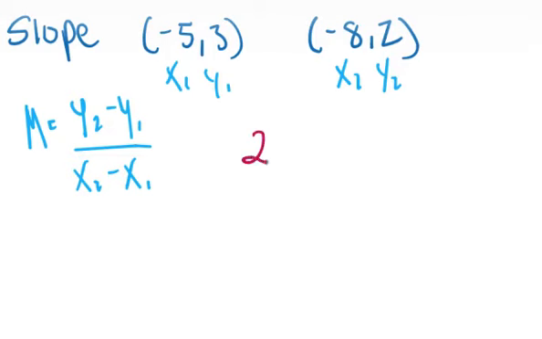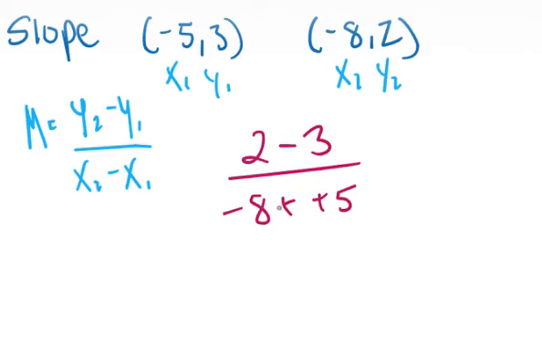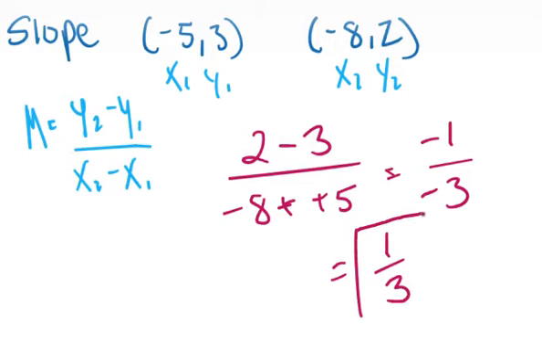We get y2, which is 2, minus y1, which is 3, over x2, which is a negative 8, minus x1, which is a negative 5. Okay, two negatives make a positive, so we can turn those into positive, but this has become a negative 1 on top, and this is a negative 3. Two negatives turn out to be just a positive 1/3. Okay. Again, nice and easy, slow. We don't want to go ahead and make a mistake. We just want to make sure that we get our answers right. If we need to, we can always use a calculator.